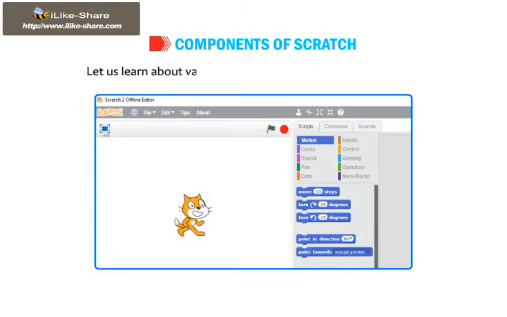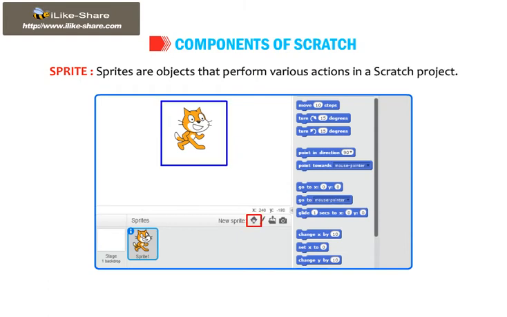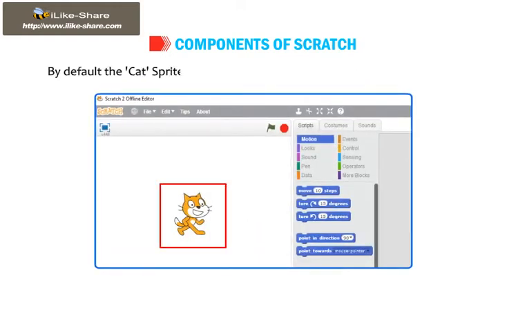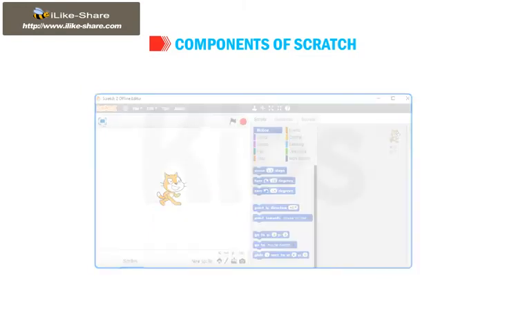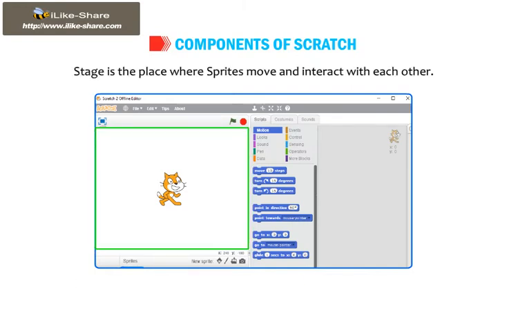Let us learn about various components of the Scratch window. Sprite. Sprites are objects that perform various actions in a Scratch project. Scratch provides a number of inbuilt sprites. By default, the cat sprite is selected and displayed in the middle of the stage. Stage. It is the main working area to draw pictures or perform actions. Stage is the place where sprites move and interact with each other.